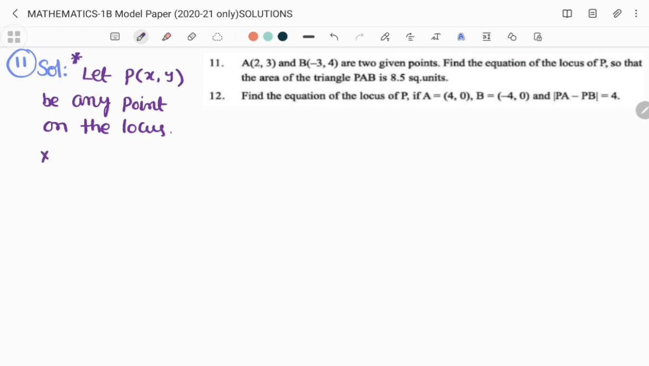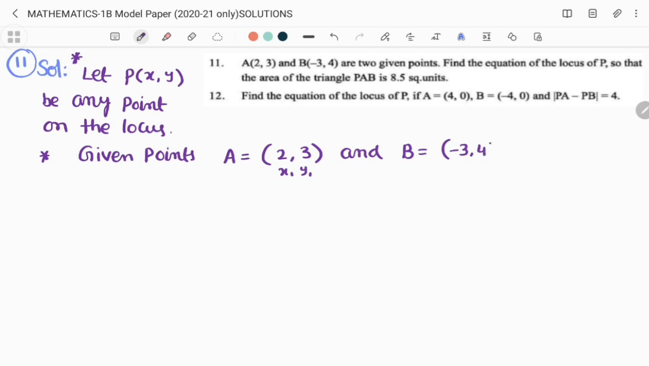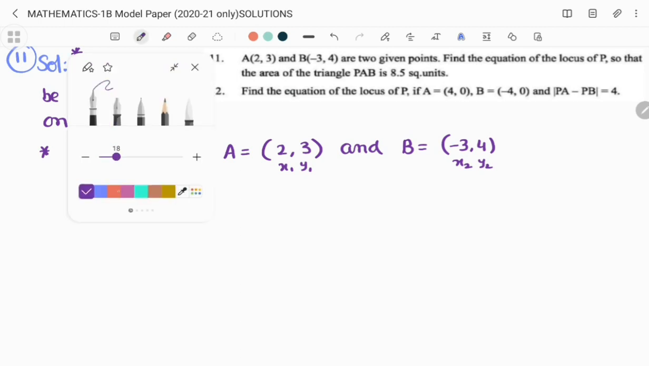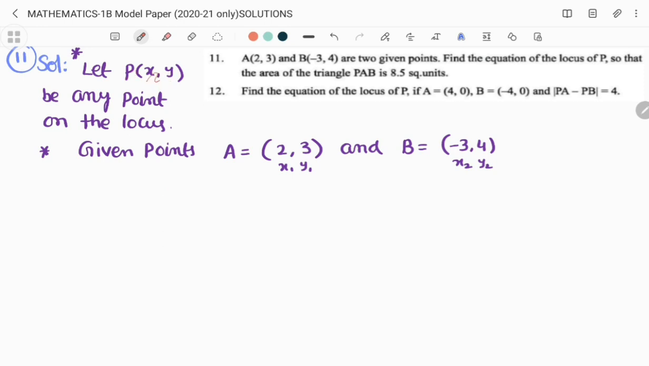Next step, given points. What are the given points? A equal to 2 comma 3, you can take this as x1 y1, and B equal to minus 3 comma 4, x2 y2. This assumed point we can take as x3 y3. What is the given condition? The area of triangle PAB is 8.5. This is the given geometrical condition.